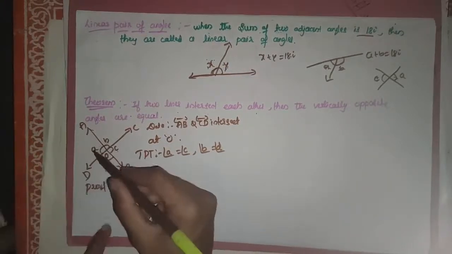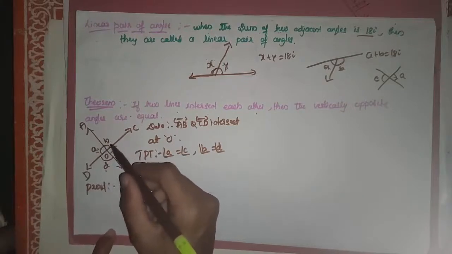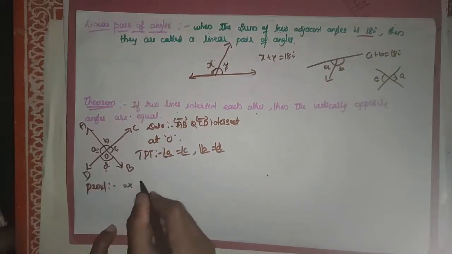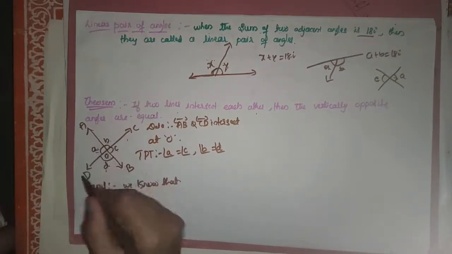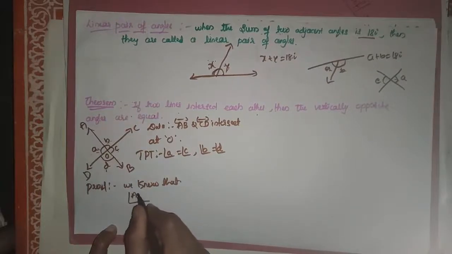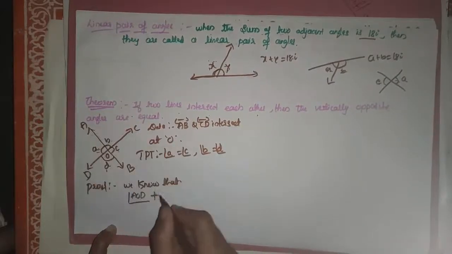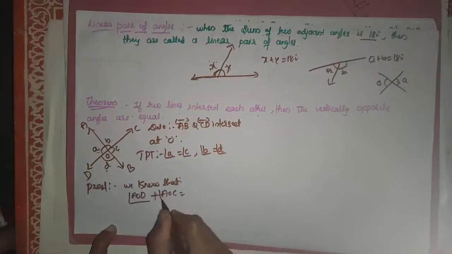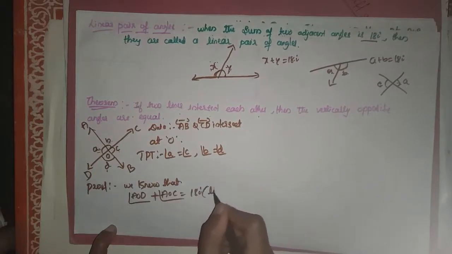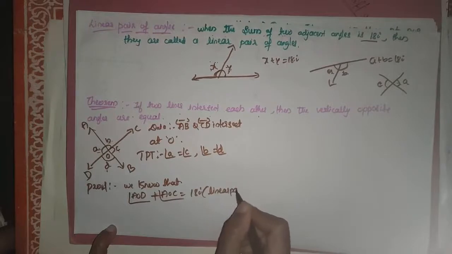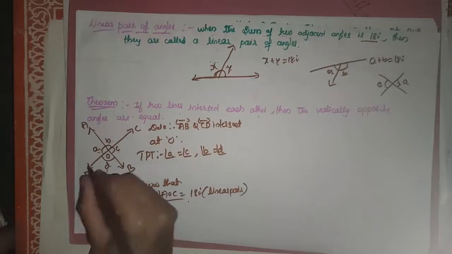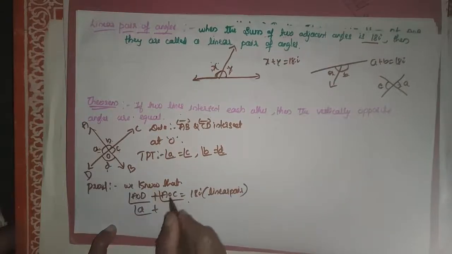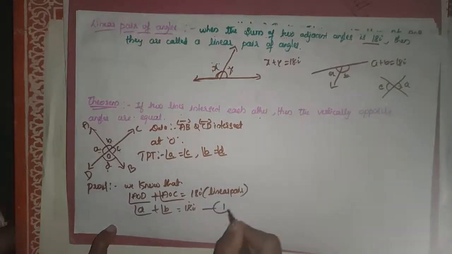So here we know that A and B are supplementary angles. Okay, so we know that angle AOD plus angle AOC equals 180 degrees, because these are a linear pair. These are adjacent, so that's why linear pair. I call this, okay, AOD is nothing but A, plus AOC is nothing but B, equals 180 degrees. I call this equation number 1.